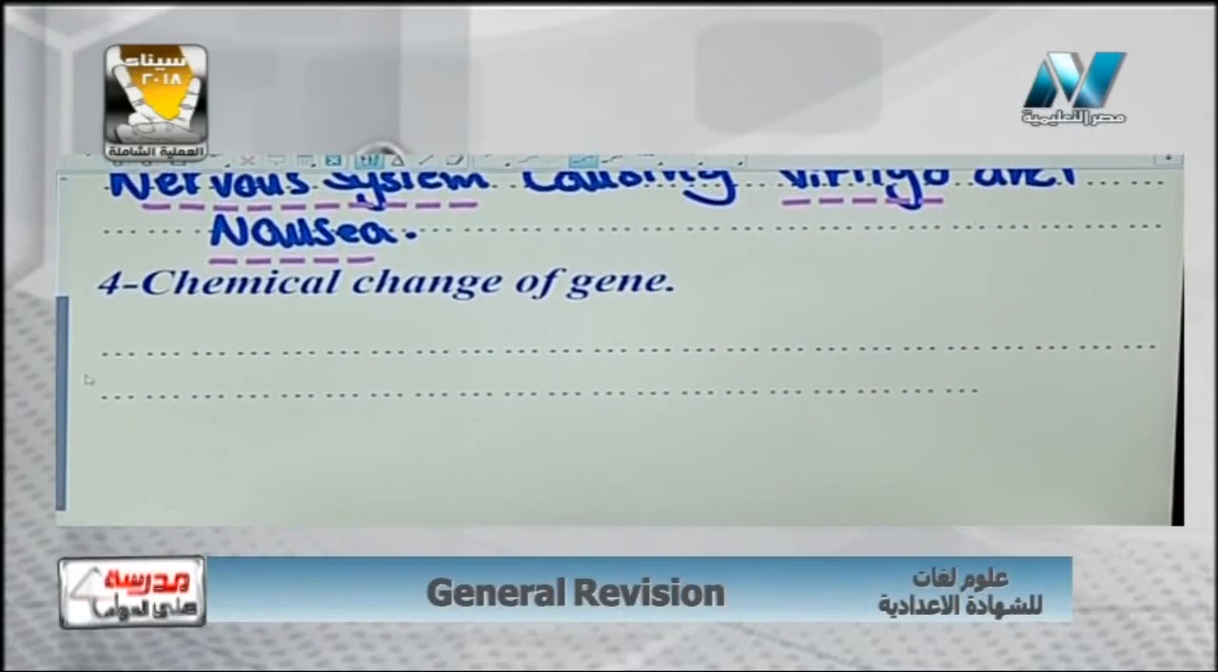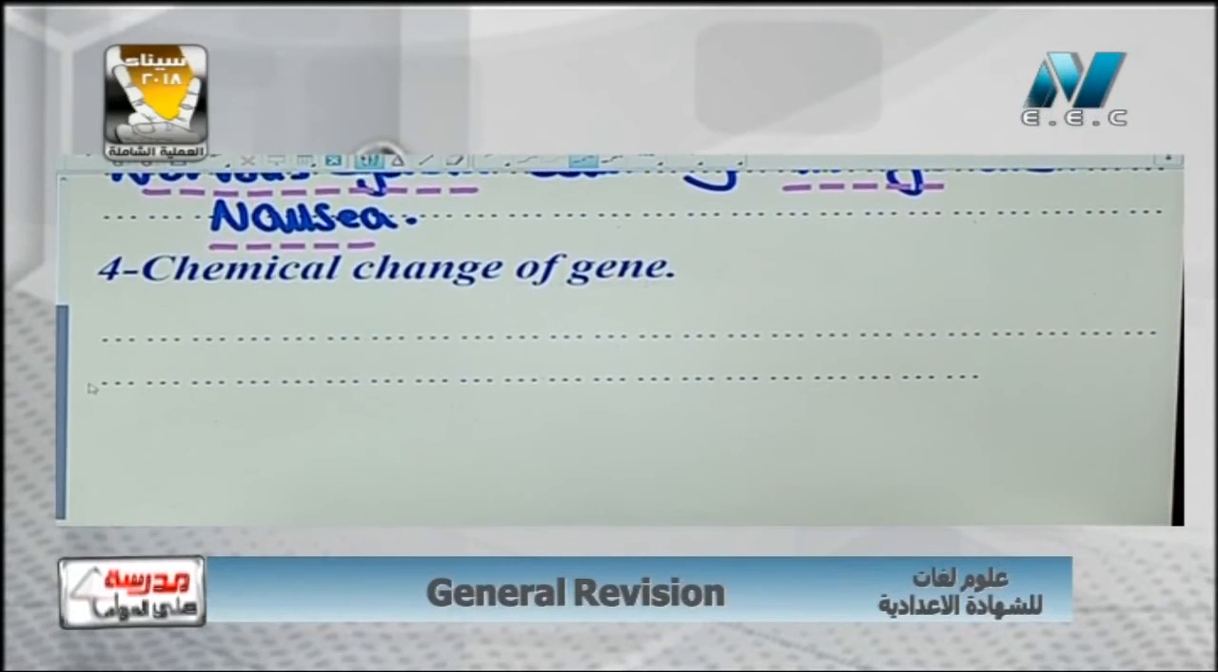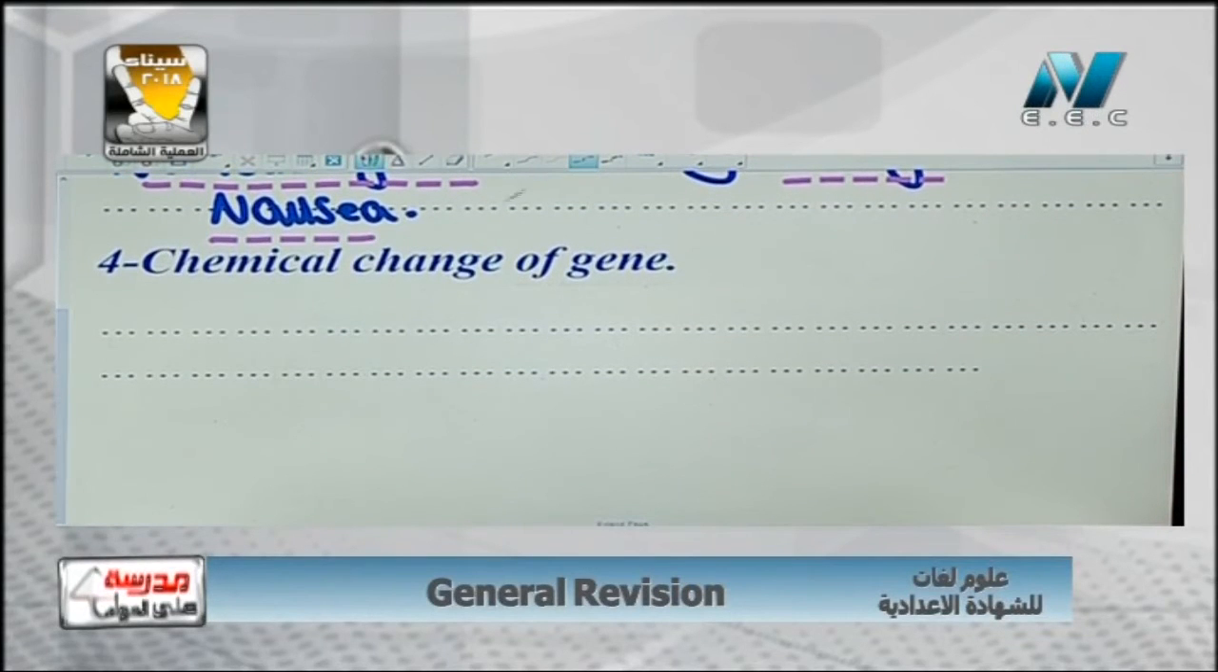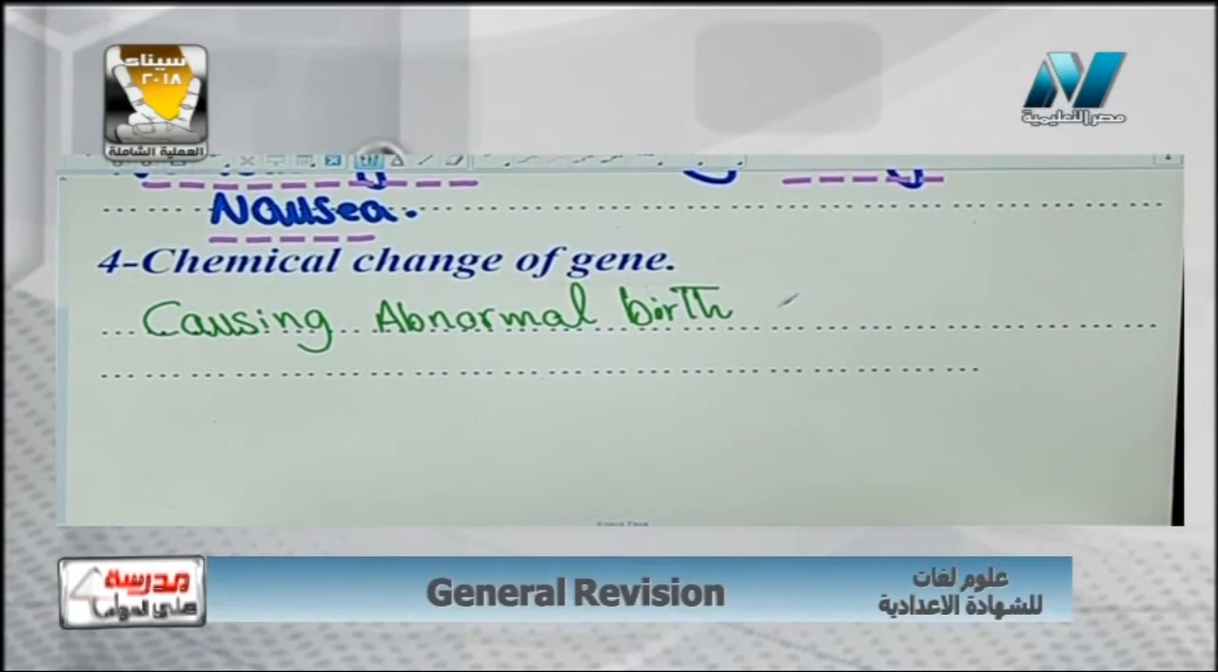Also, a chemical change in the gene. What happens here? If we talk about the genetic change of the gene, it causes abnormal births, meaning abnormal or deformed newborns, by changing the sex chromosomes.